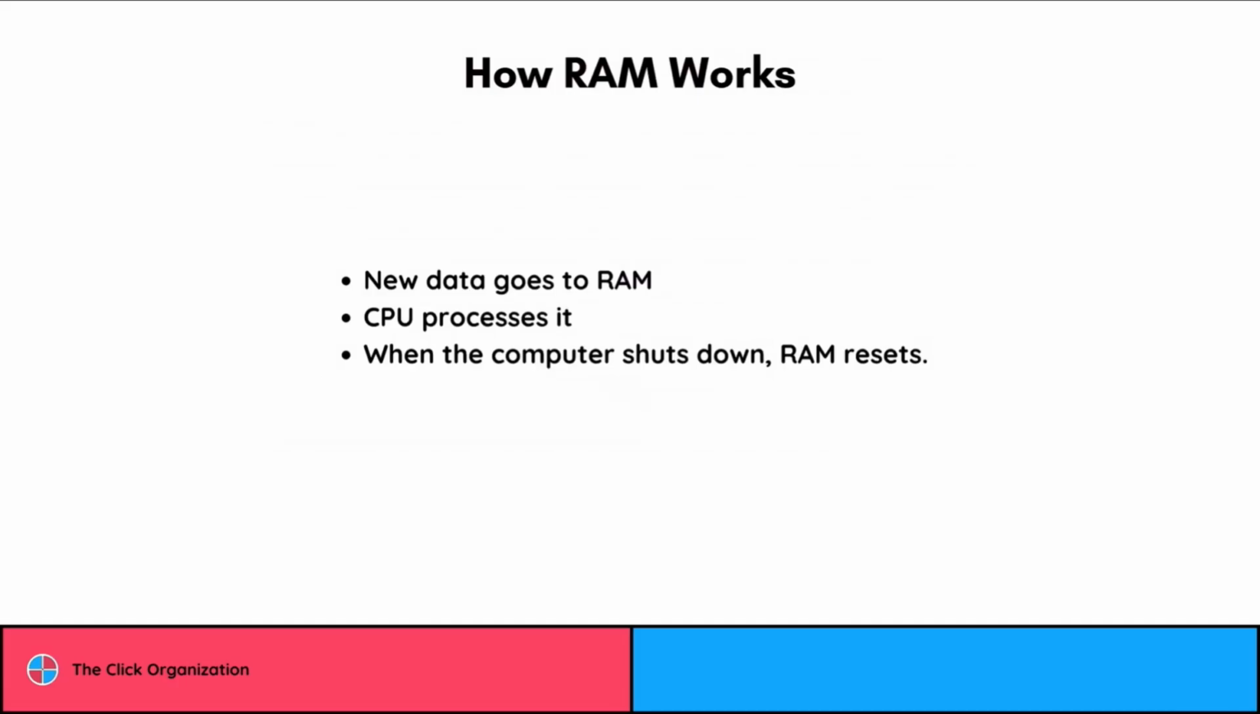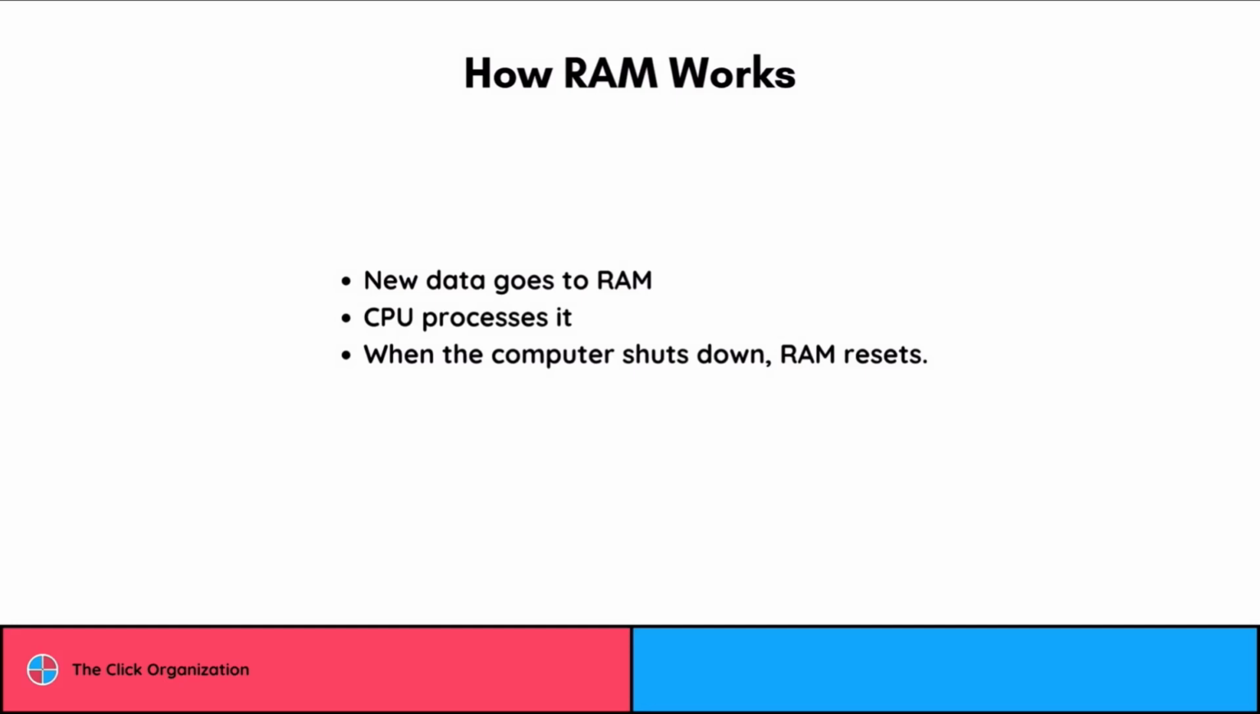Okay, how RAM works. New data goes to RAM. For example, when you open a Word document, that gets stored in RAM, okay? And the CPU processes it with the help of RAM. When you type, for example, that input of yours goes to the CPU, the CPU processes it, and then it comes back as an output, the alphabets or the numbers written on your computer's monitor. That is the work of RAM and CPU there.